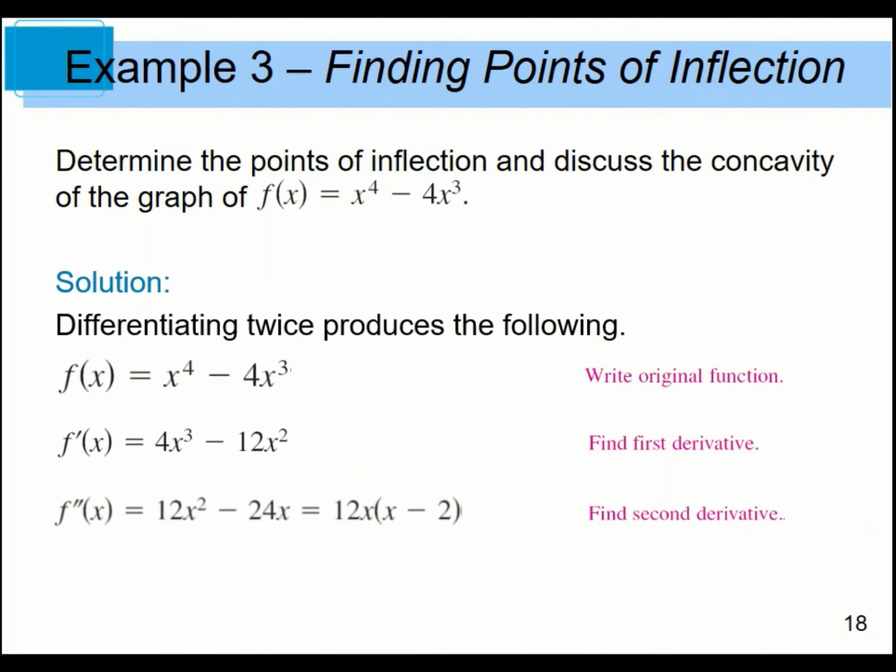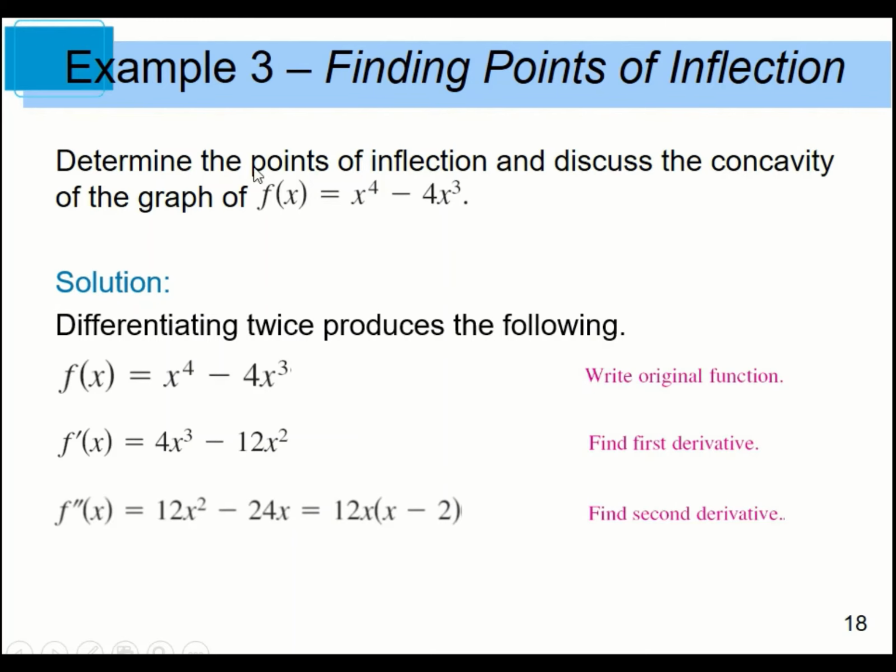Now, after we differentiate the first time, 4 multiplied by 4 minus 1 is 3, and 3 multiplied by 4 is 12, 3 minus 1 is 2. And differentiate one more time, 2 multiplied by 12 is 24, 2 minus 1 is 1. And this is the second derivative.